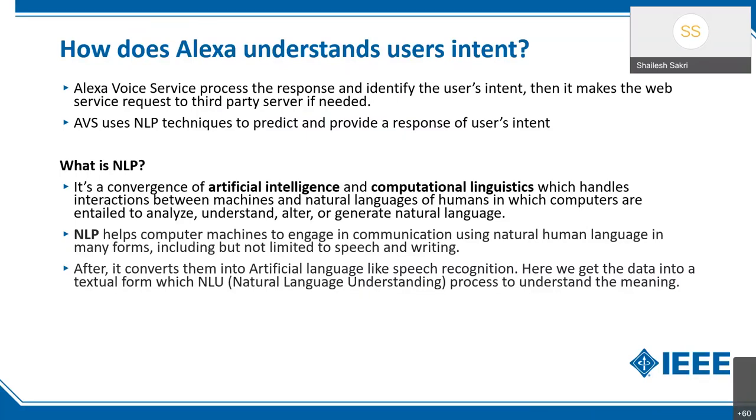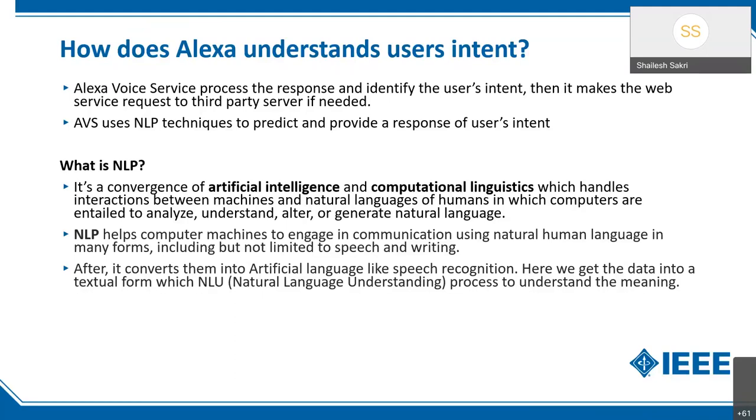If it is one of the Amazon services like Amazon Music or Prime Video or any other skills, it goes to the Amazon service. Otherwise it goes to other services, like Ecobee devices. The Ecobee device is a thermostat where, with your voice command, you can either increase or decrease the temperature of your home. That goes to the Ecobee server, and then it controls its own devices.